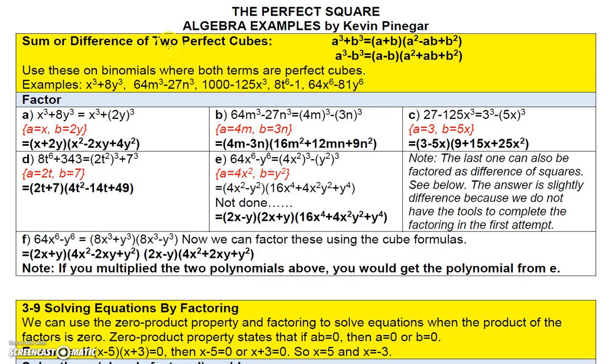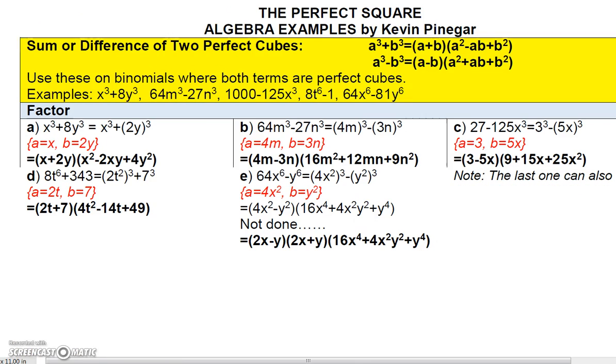We have a couple of other formulas that are used. These are usually taught toward the end of the factoring sections. But this is when you have the sum or difference of perfect cubes. And these formulas go like this.